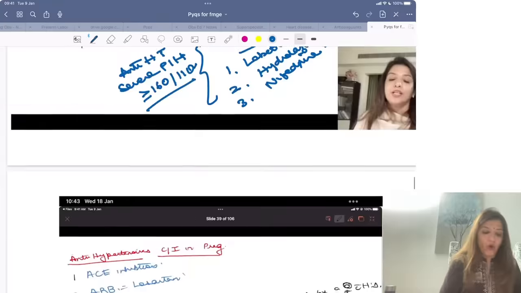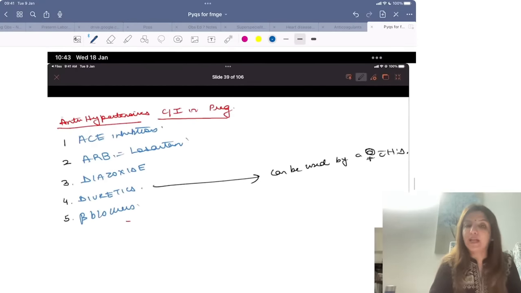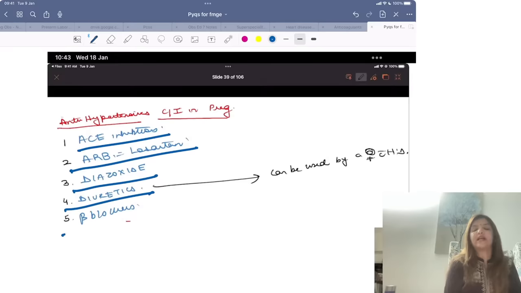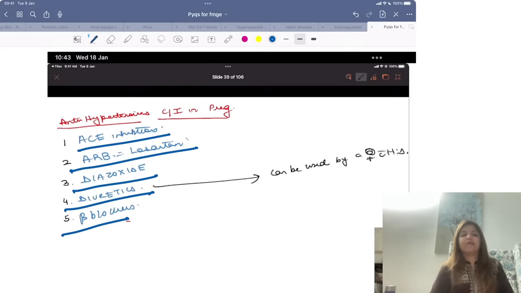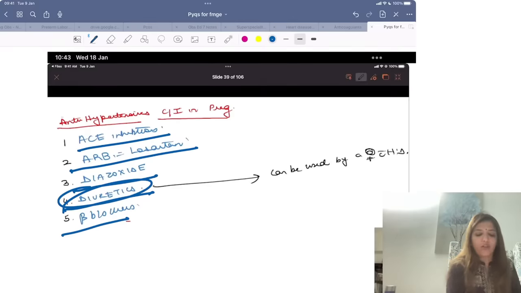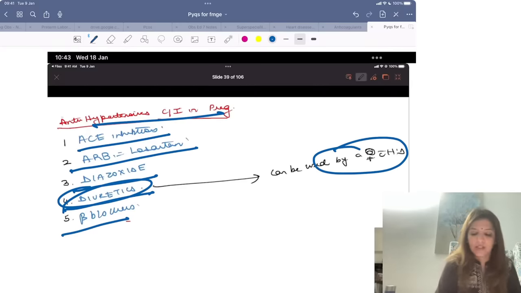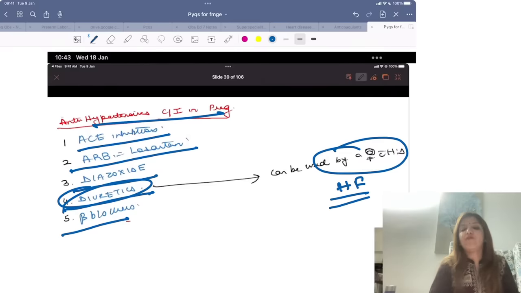Okay. What are the antihypertensives which are contraindicated in pregnancy? So, ACE inhibitors, angiotensin receptor blockers, diazoxide, diuretics and beta blockers. These are antihypertensives which are contraindicated in pregnancy. Diuretic is contraindicated as an antihypertensive. But if your pregnant female has heart disease, that is heart failure, then you can use diuretic. As an antihypertensive, it is contraindicated. Right?